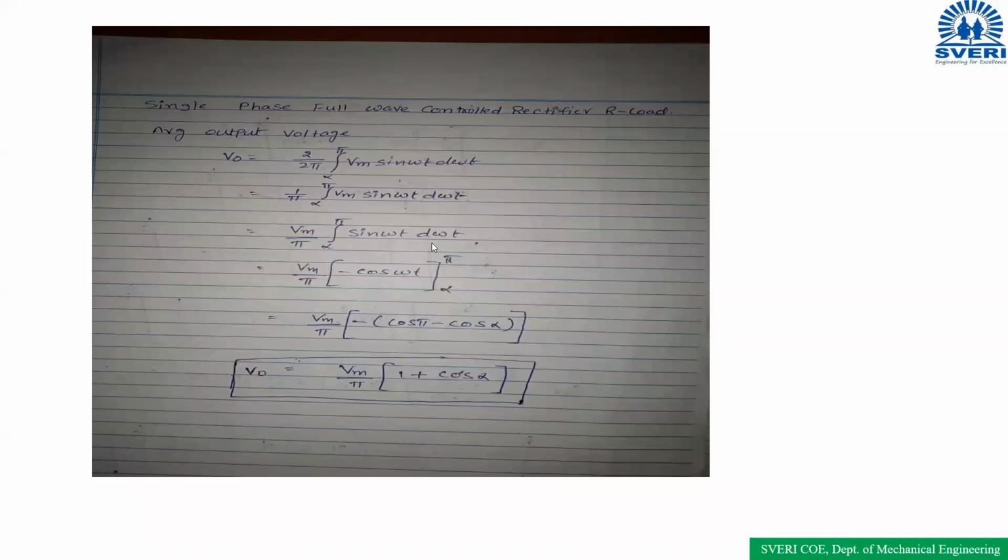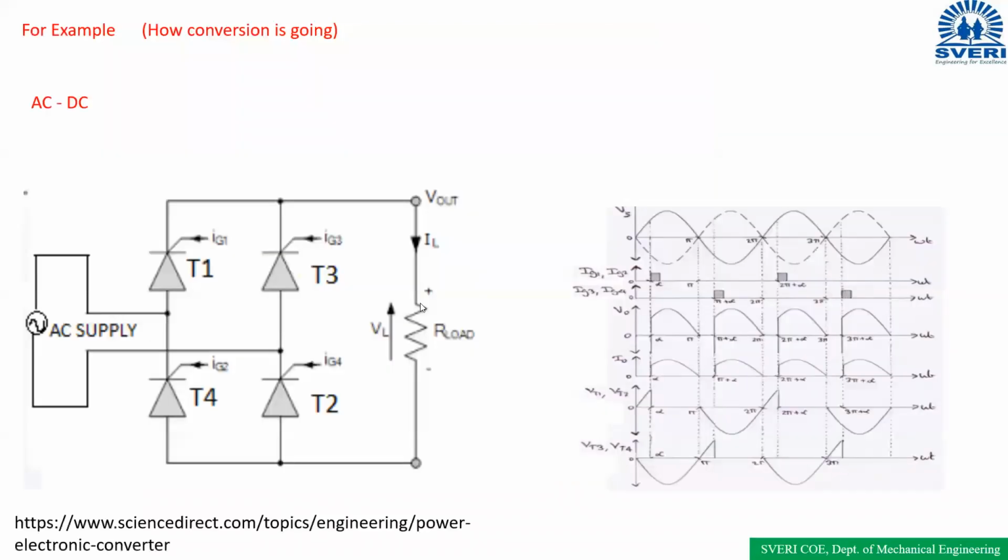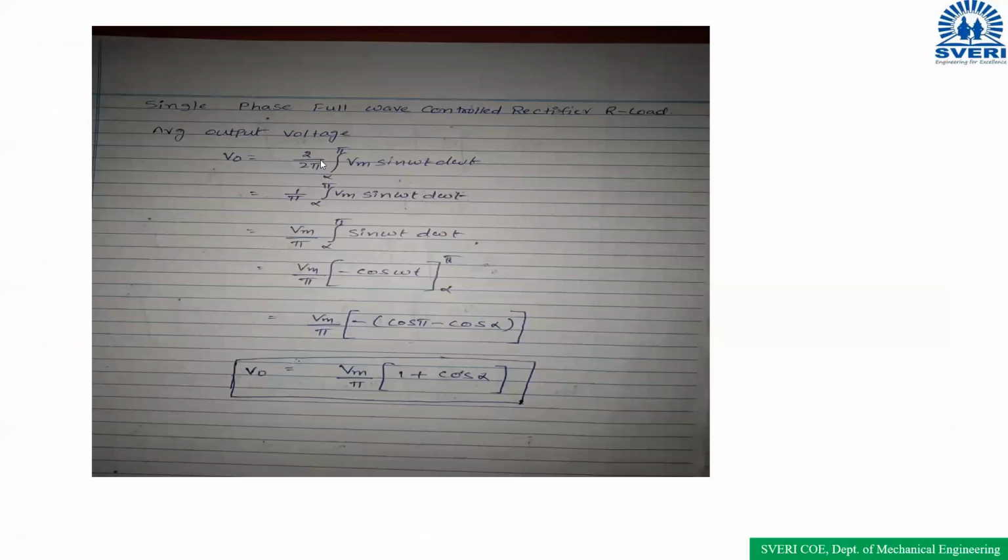And 2 by 2 pi. Why have we written the 2 here? Because in one full cycle of the supply voltage, we are getting 2 pulses. Is it right? 2 pulses are present. Please, anybody say the answer? Yes, sir. Okay, that's why we have taken the 2 here.